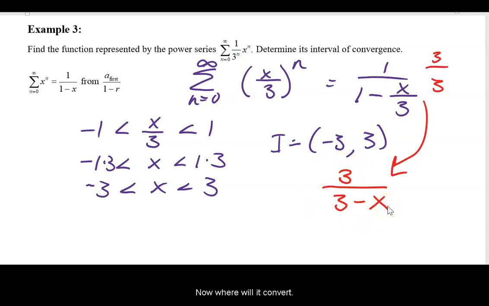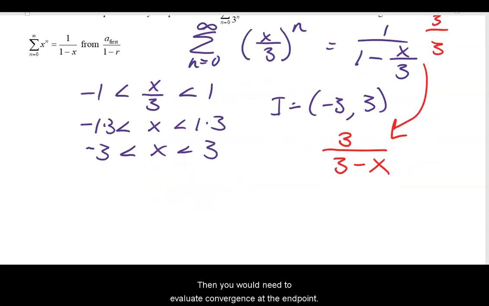Now, where will it converge? It converges based on the value of the thing being raised to the nth power, in our case, x over 3. The magnitude of that must be less than 1, which means it must be between -1 and 1, just like a convergent geometric series. Multiplying all 3 parts of the inequality by 3 leads to x being between -3 and 3. Then you would need to evaluate convergence at the endpoints.